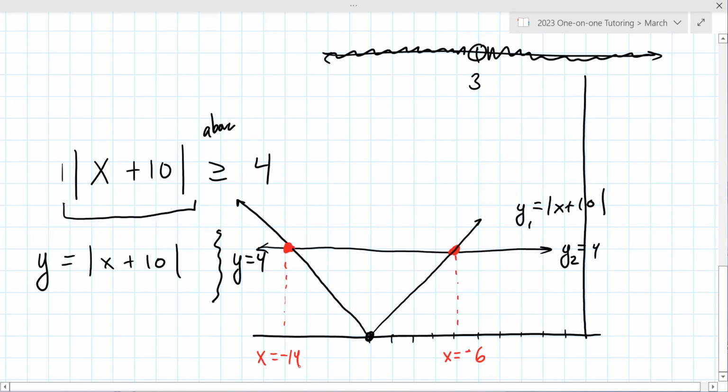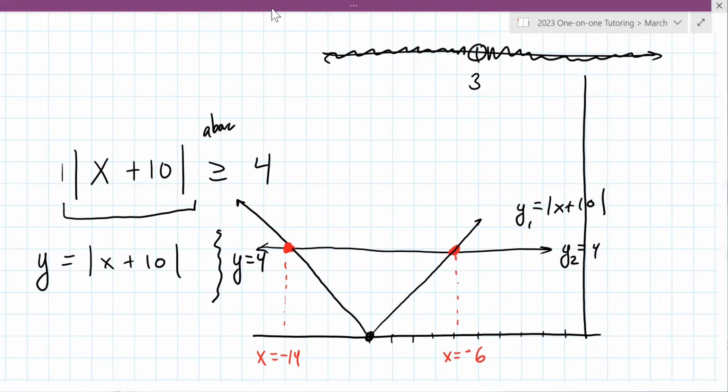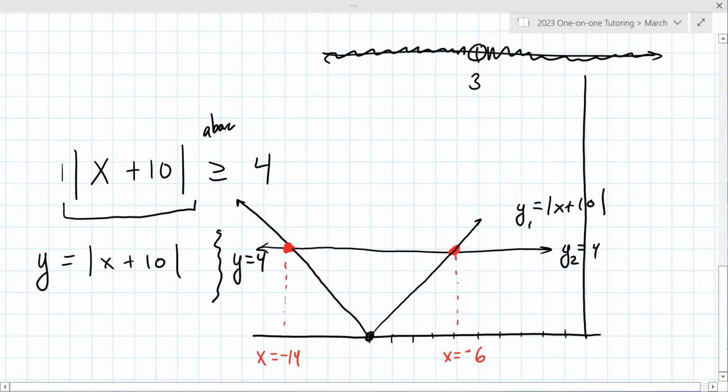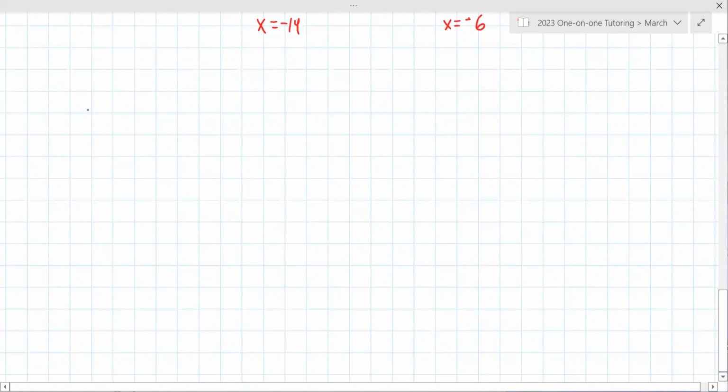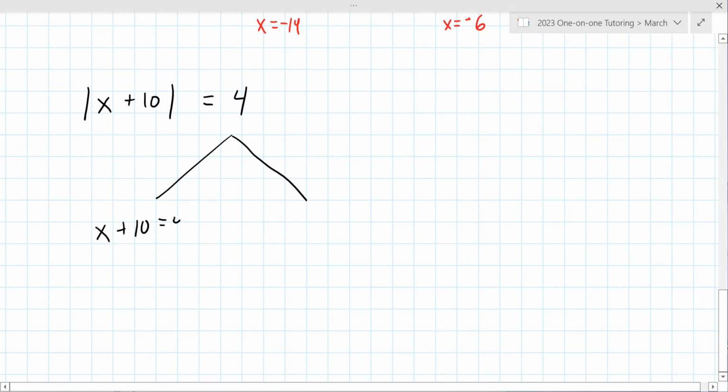Okay. Now let's do it by hand to verify that. We know where they are equal is at -14 and -6, but let's see how to do that by hand. To figure out where they intersect, you set the absolute value of x plus 10 equal to 4. We just look at the equal to in this case. So there are two cases: x plus 10 equals 4, and x plus 10 equals -4.